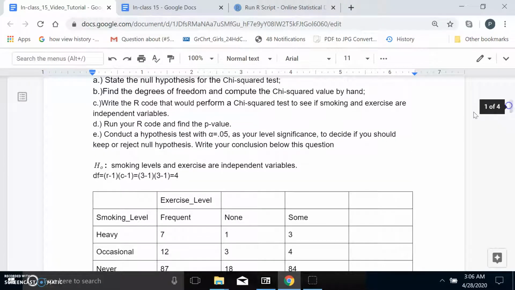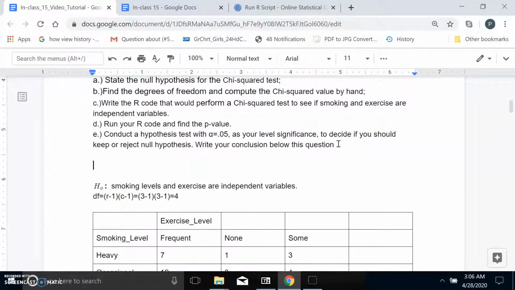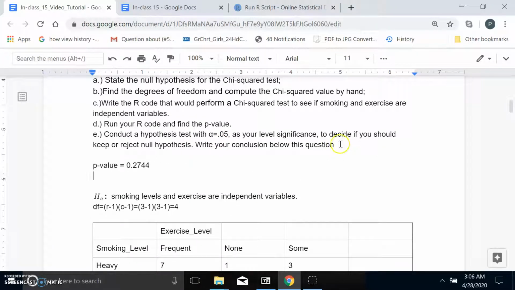So we've done now C and D. So last one is conduct a hypothesis test with alpha equal 0.05 as your level of significance to decide if you should keep or reject a null hypothesis. Write your conclusion below this question. Okay, so let's write our p-value here.